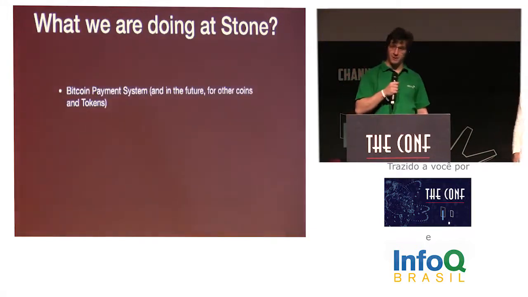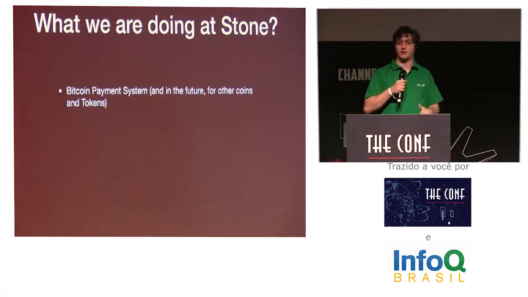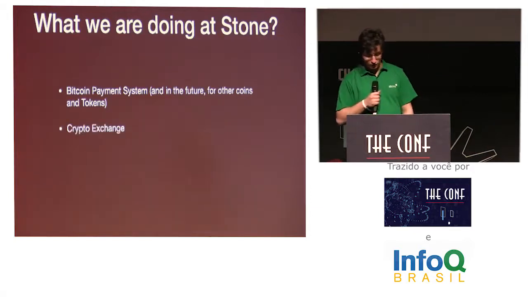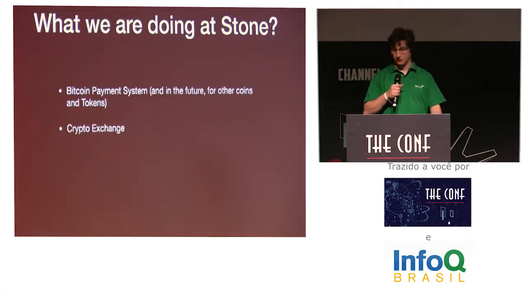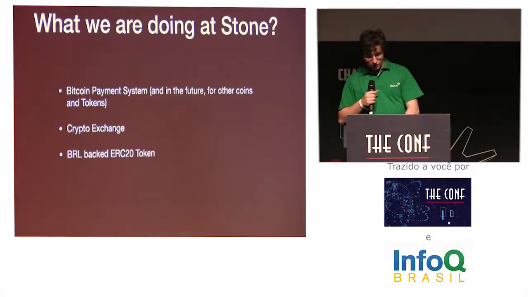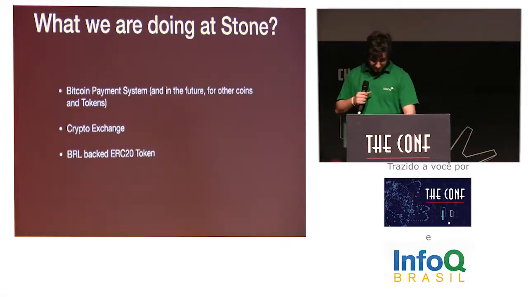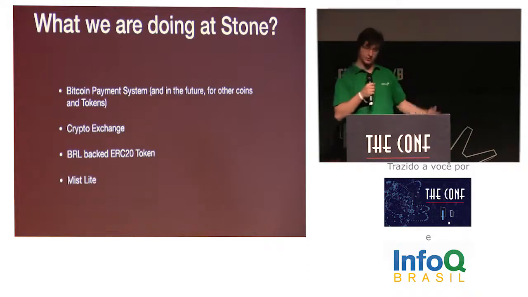And okay, what we're doing at Stone, just a brief look. We are doing a Bitcoin payment system for our clients. We have like 70,000 clients, and we're doing something for them to accept Bitcoin. We are also doing a crypto exchange, to exchange between Bitcoin and reals today, but probably more currencies tomorrow. We are also working on a real-backed ERC20 token, to allow people to use real in the blockchain to transact and create smart contracts with that. And we're doing Mislight. Victor is doing that.